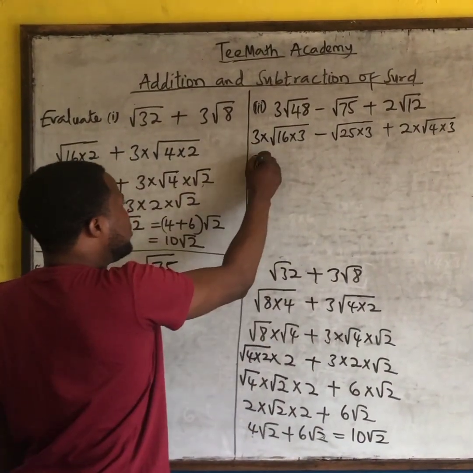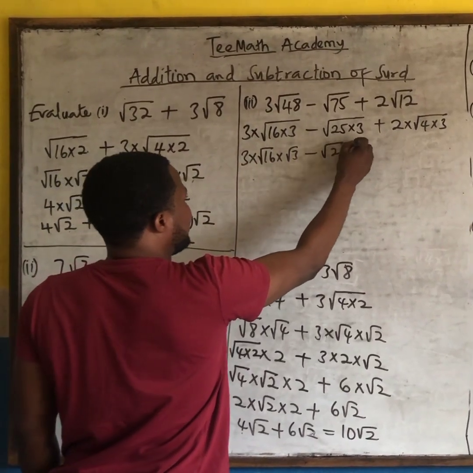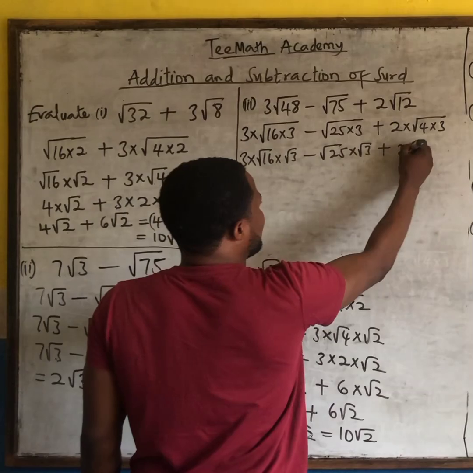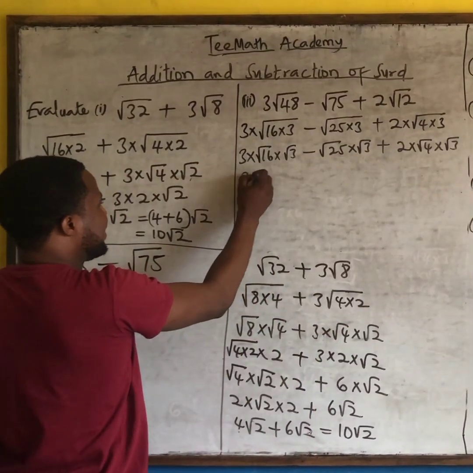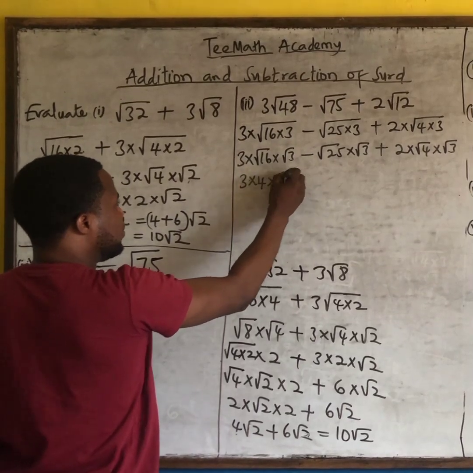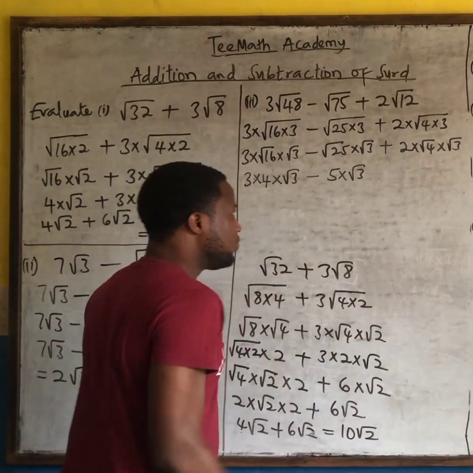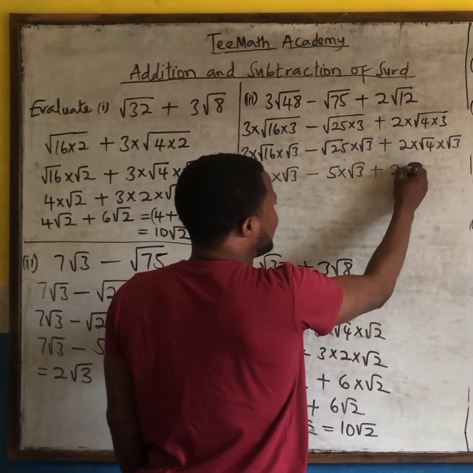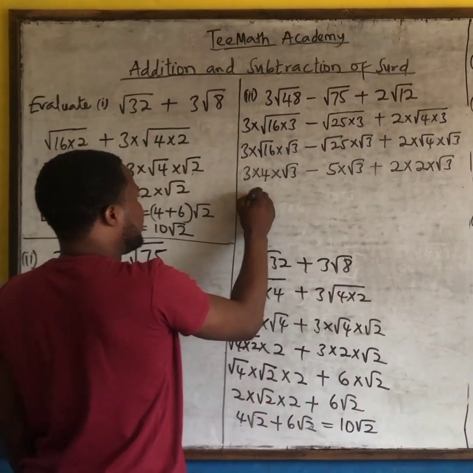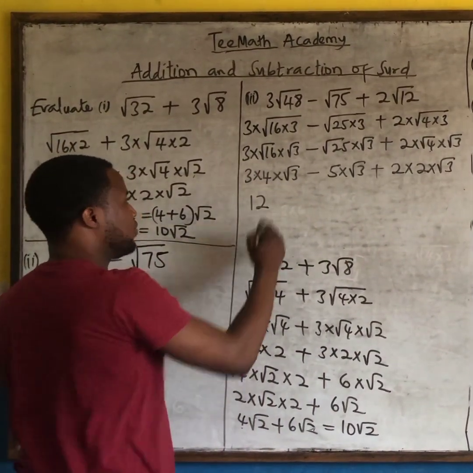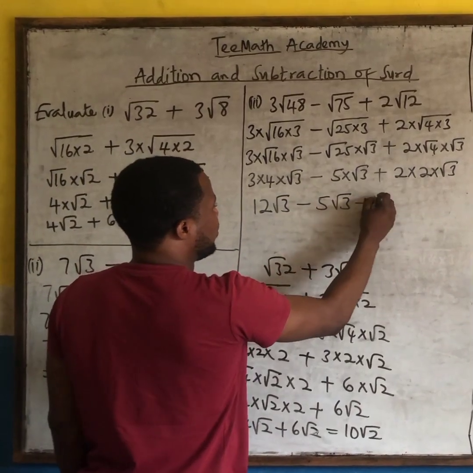Then I can break the root down. 3 times root 16 times root 3, minus root 25 times root 3, plus 2 times root 4 times root 3. Now these are together. So 3 times root 16 is 4, root 3 is root 3, minus this one is 5 times root 3, plus this one is 2 times 2, root 4 is 2, then times root 3. So we now have 12 root 3 (3 times 4 is 12), minus 5 root 3, plus 4 root 3.